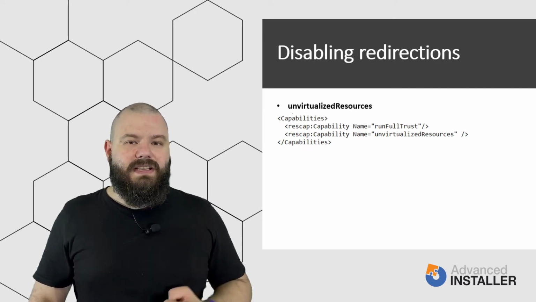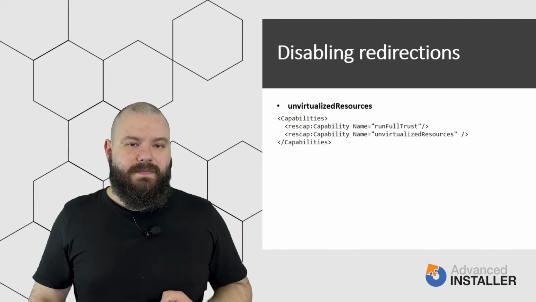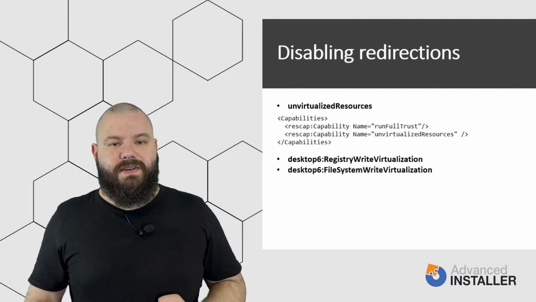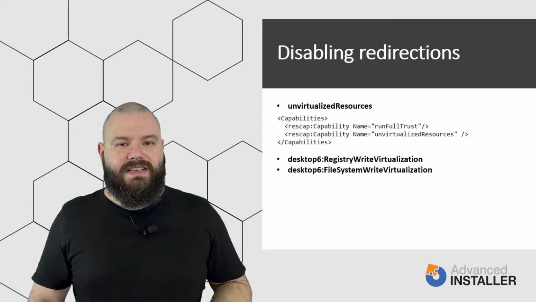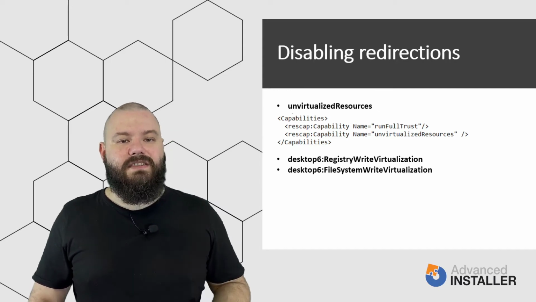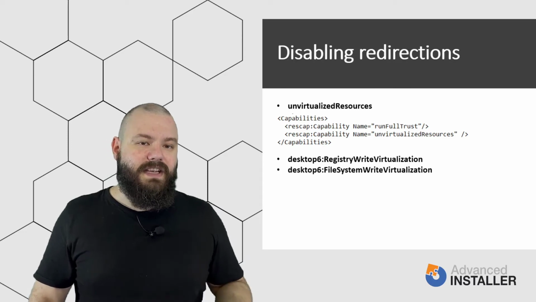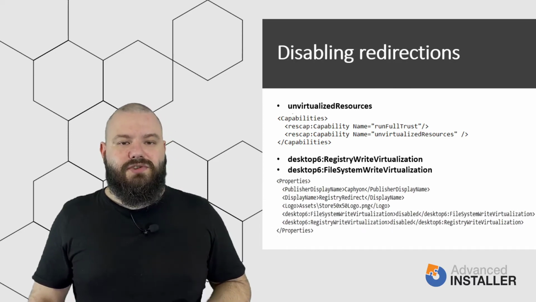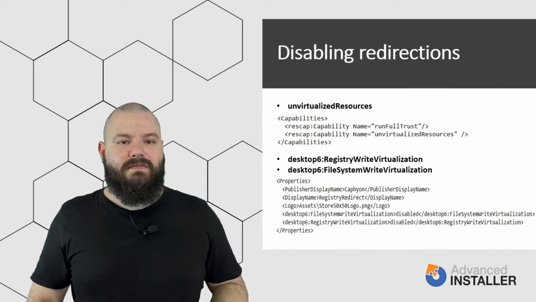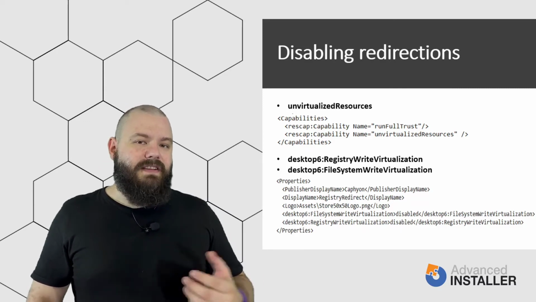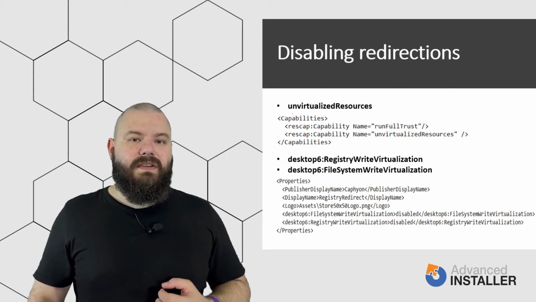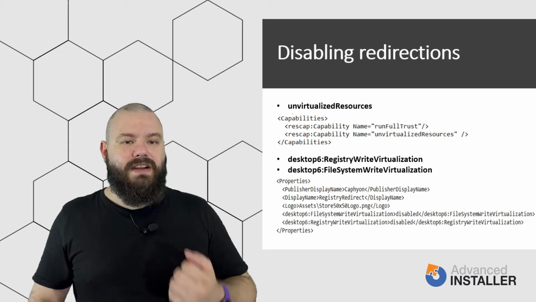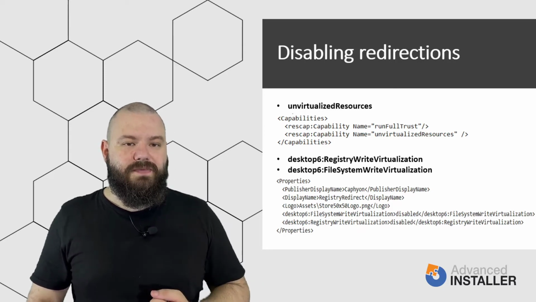Next, the following properties must be added in the appx manifest file. Registry write virtualization, which indicates whether virtualization for the registry is enabled for the desktop application, and file system write virtualization, which indicates whether virtualization for the file system is enabled for this application. These two properties should be included inside the properties element from the manifest file. In the end, the manifest should look something like this. And that is pretty much it. With these simple changes, you disable both file and registry redirections inside your MSIX package.